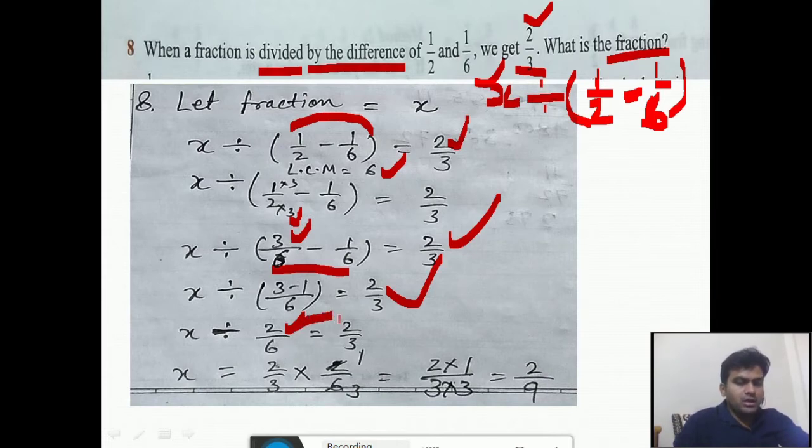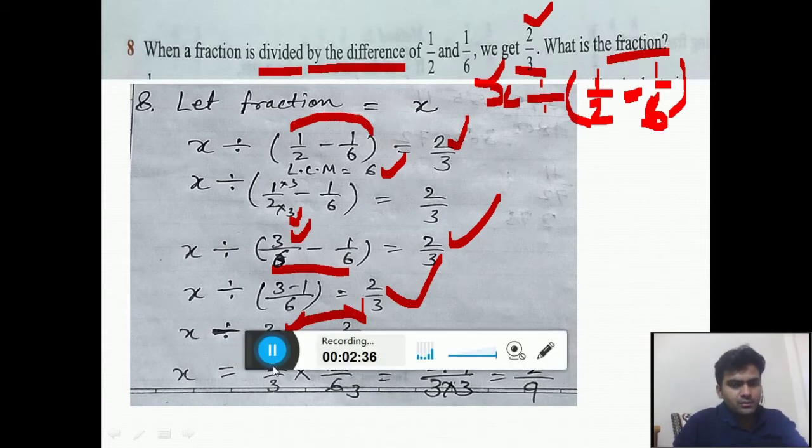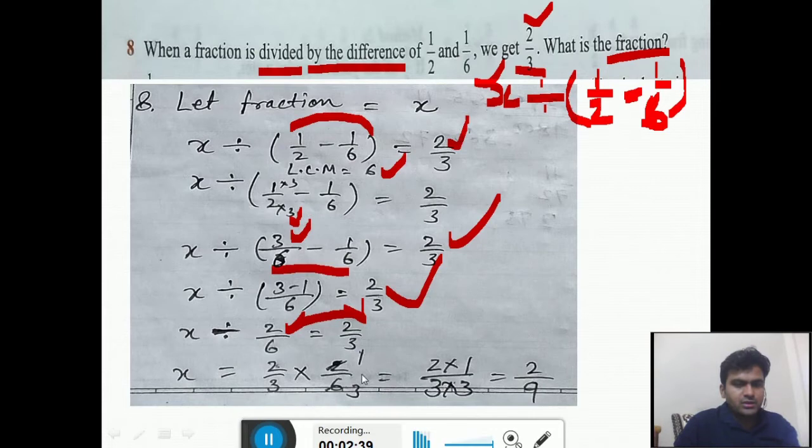Now what to do? Now we can transfer this 2 upon 6 from the left side to the right side. When we are transferring this fraction, the fraction will remain as it is, 2 upon 6 only, but the divide sign will change into multiply while transferring this whole fraction from left to right. We are transferring, we are not reciprocating it. So the divide sign will change into multiply. The fraction will remain the same, 2 upon 6 only.